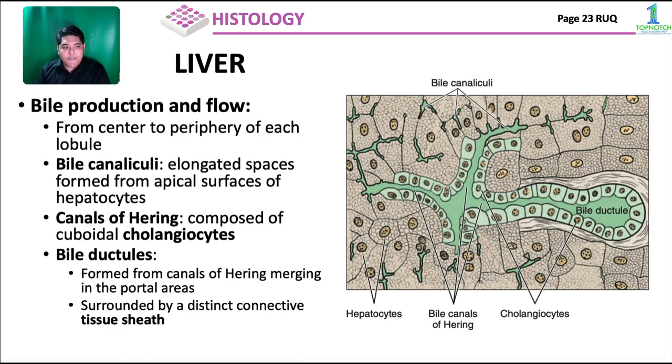Now for the liver, also important yung bile production and flow. It starts with your bile canaliculi, no? That is from the apex of your hepatocytes. Now, apical surface of your hepatocytes, it will become your bile canaliculi, and then it will go to the canals of Hering. Your canals of Hering is composed of your cholangiocytes. And then together, from the canals of Hering emerging into the portal areas, it will now become your bile ductules, which is a bigger duct. Okay, so that's the end of the discussion of your organs associated with digestion.